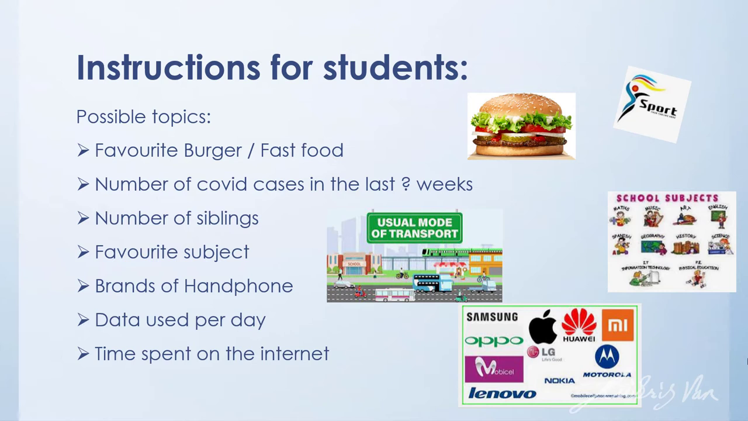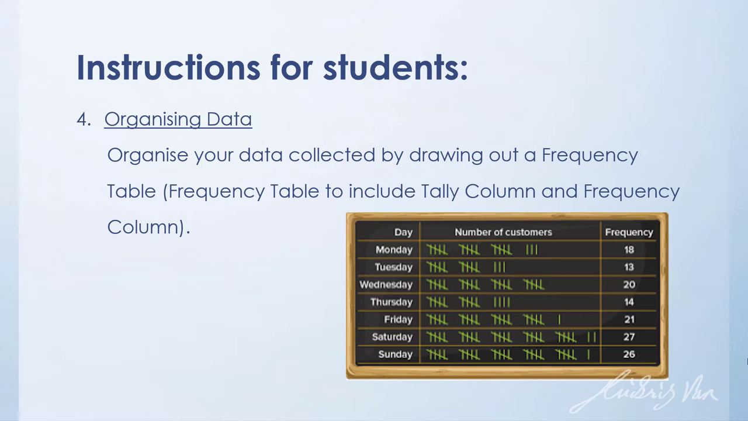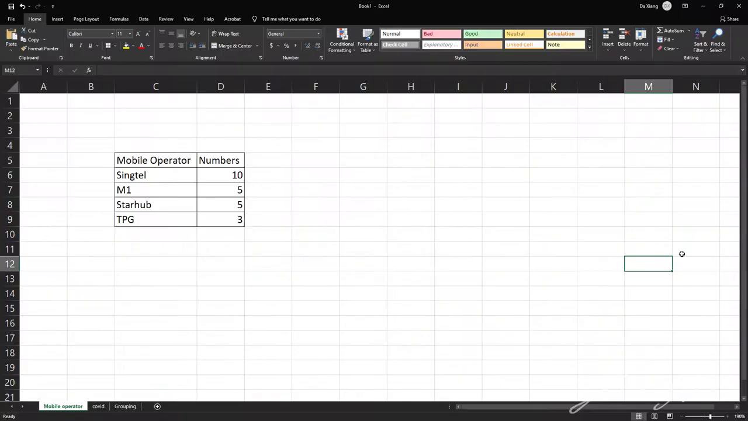So after gathering your data, you are supposed to organize them into a frequency table. So what is a frequency table? I will show you two examples. So the first example is mobile operator. You have the list of mobile operators, maybe there are more. Then you have the number of students that are using the respective mobile operator. So you have one column of mobile operator and the next column of number. This will give you a sense of each mobile operator, how many students are using it.